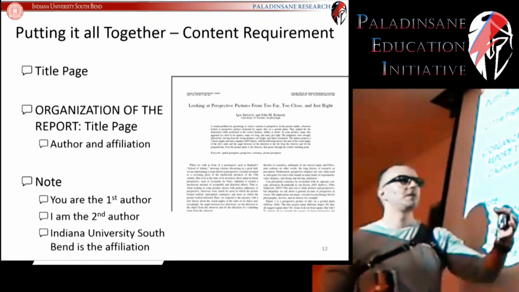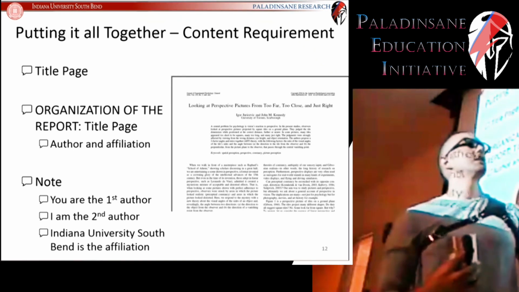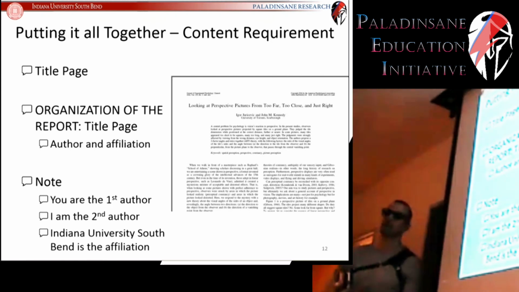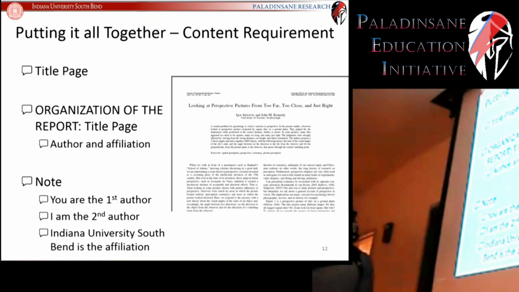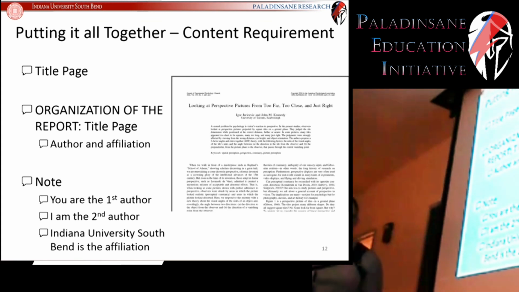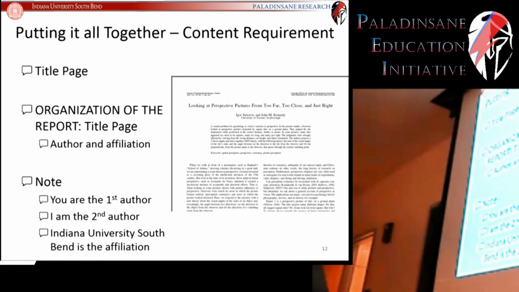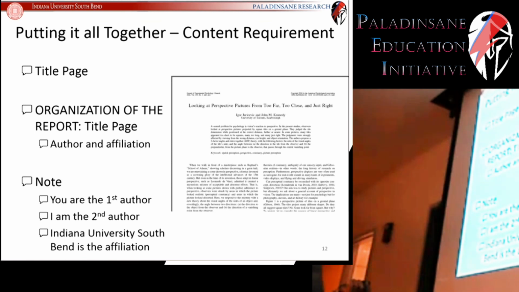So it's very typical, you have your authors, and then underneath it you have where this work was done, who they were affiliated with when they did this work. So you did this work as students here at IUSB. You're affiliated with Indiana University South Bend.